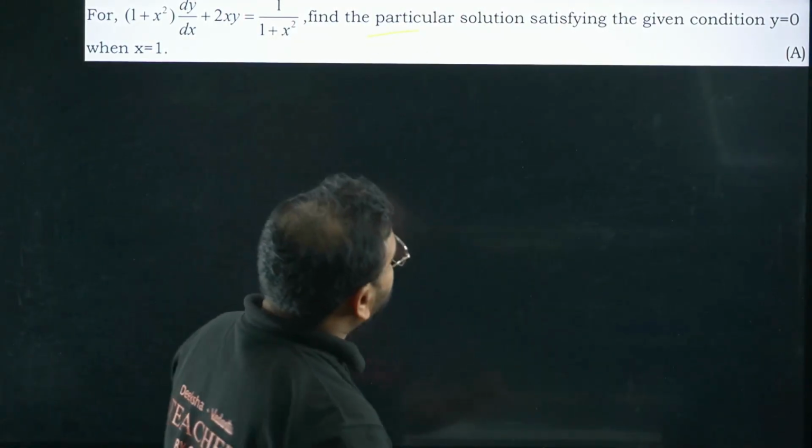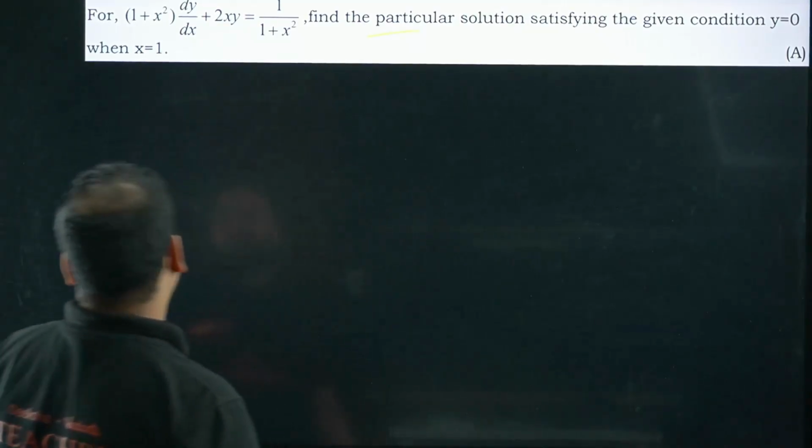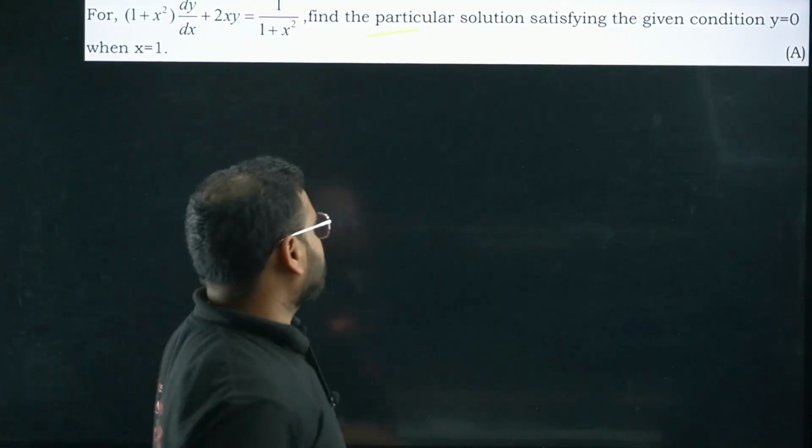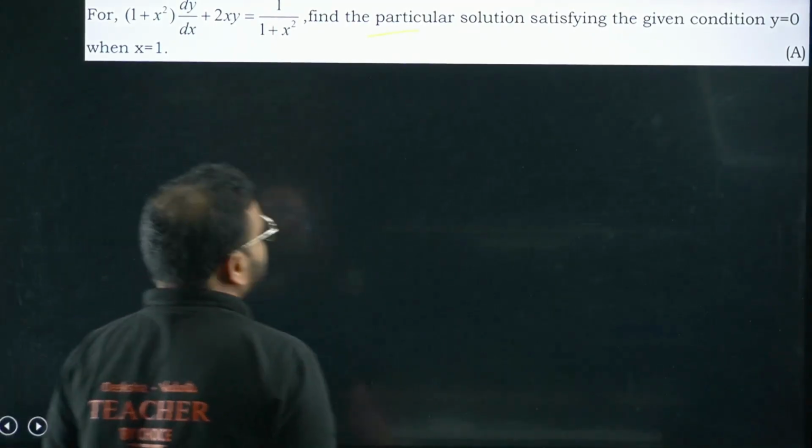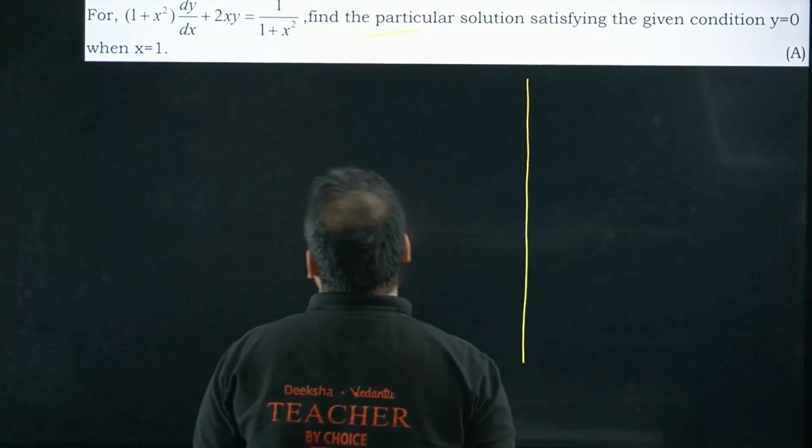Okay, they must have given the values of x and y. Y is 0, x is 1. We have to find the particular solution. All right, let's do that quickly. We can do it over here.